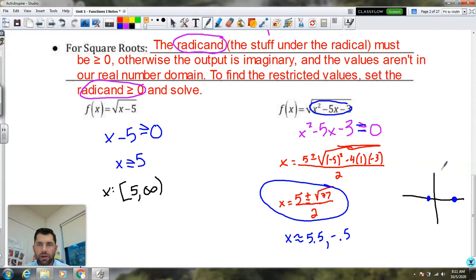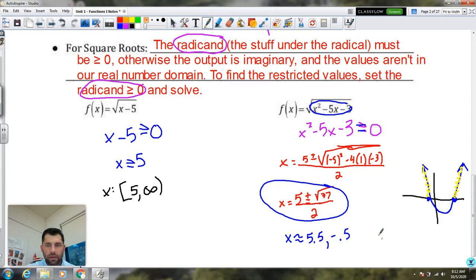That's a quadratic function. It's a parabola. The a value is 1, so it opens upwards. So my graph is going to look something like this. And this is the stuff we did last unit. So I know in order to make this positive, those are the parts of the graph that I need to include in my domain.